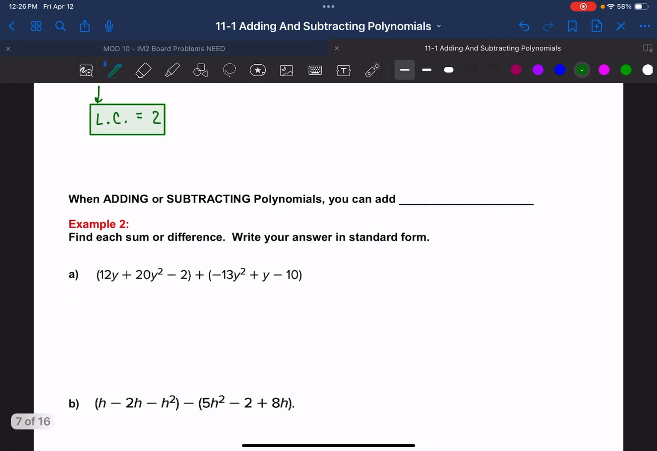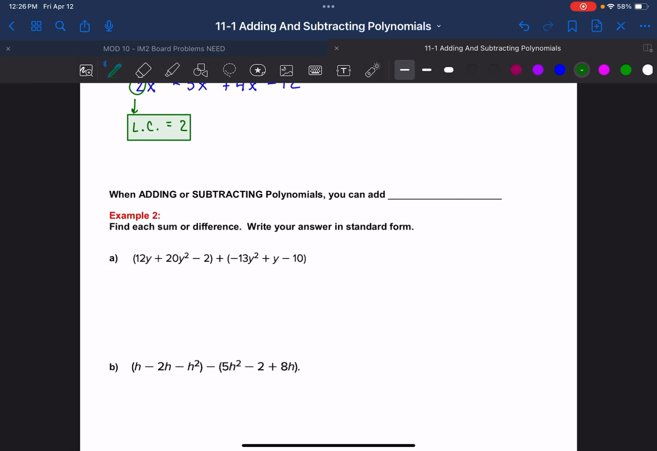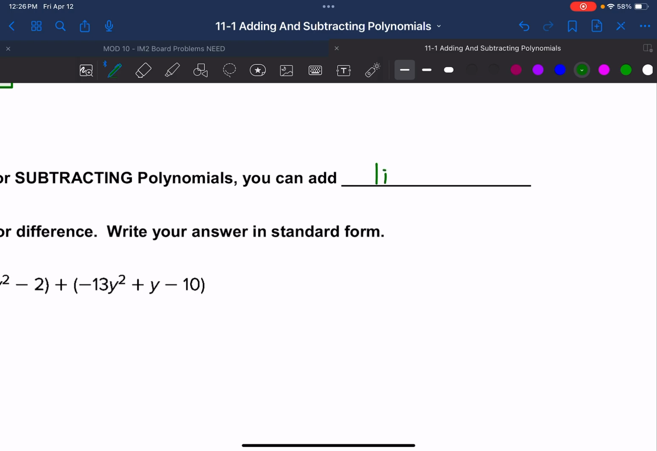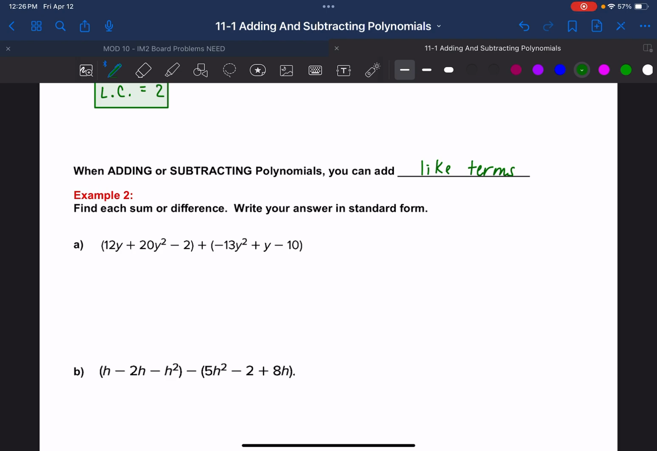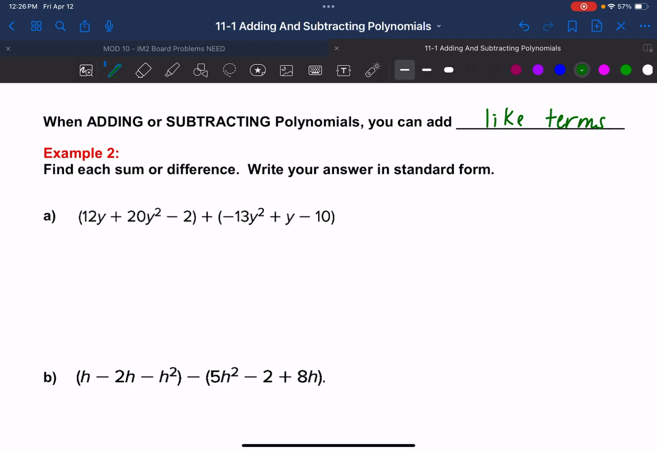So the next part, hopefully you've done things like this before, but we get to add and subtract polynomials. We can only add and subtract polynomials when we have like terms. So you basically have to have the same variables and the same exponents in order to add. Just like x's can be added to x's, x squareds can be added to x squareds. You can't add an x and a y, same thing.